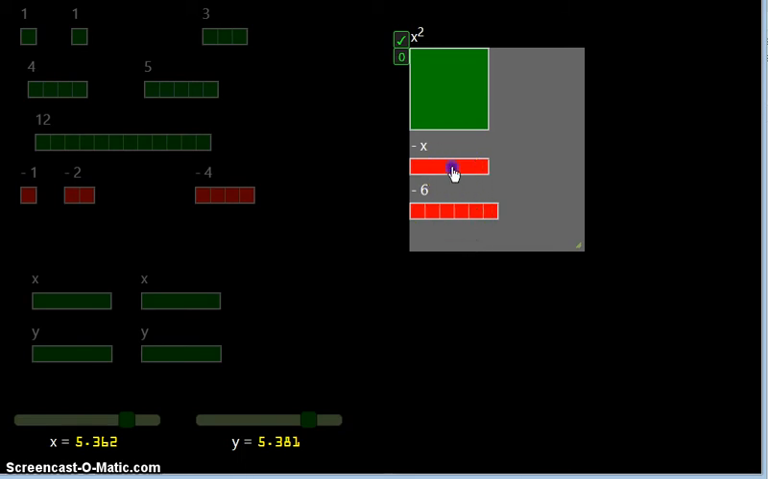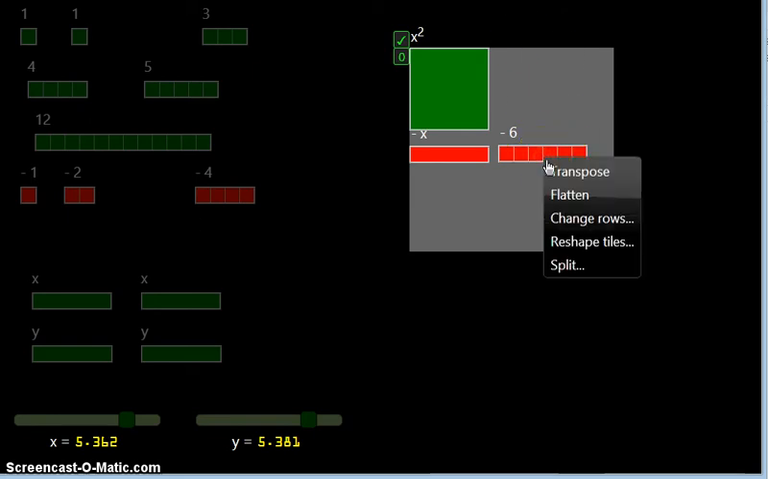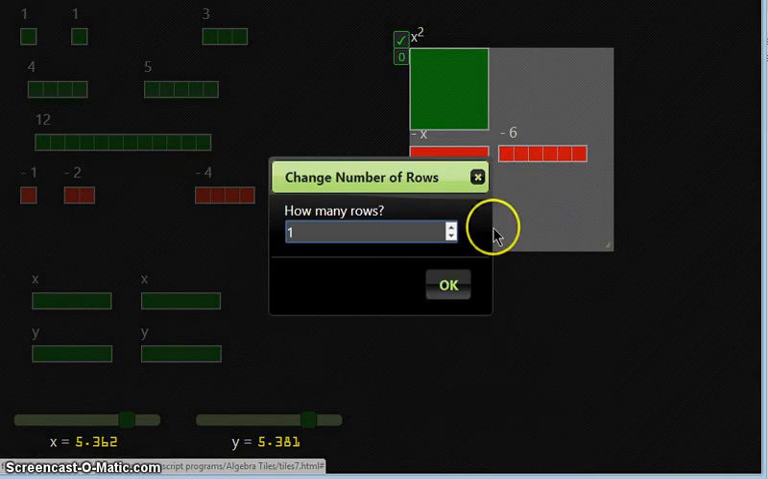That's the key. Well, these two tiles, the negative x and the x squared, fit together nicely, but this negative 6 seems to be a problem. What am I going to do with it? Well, if I put it here, I have all this space here, and I can't really do anything about that. Let's rearrange this negative 6 to 2 rows of tiles. So 2 by 3, that's what change rows will do.